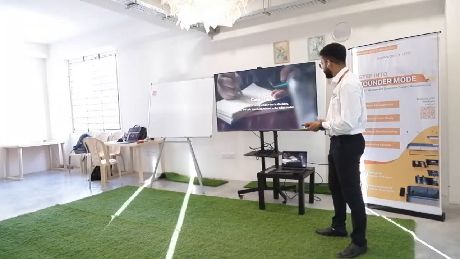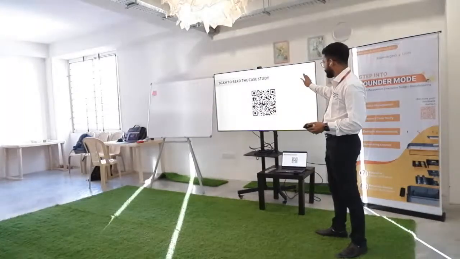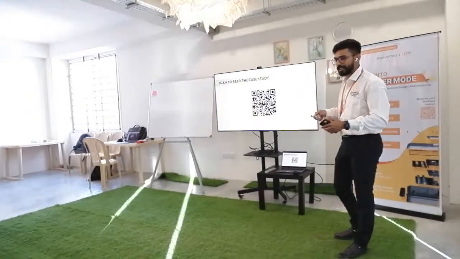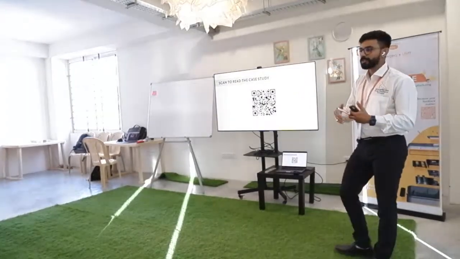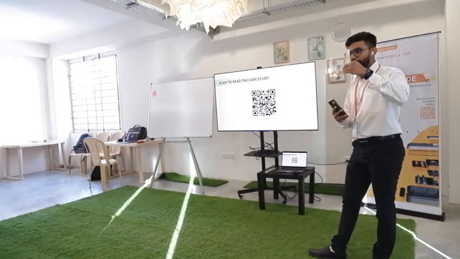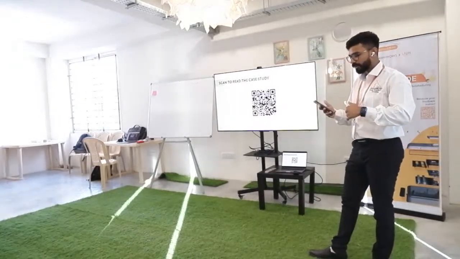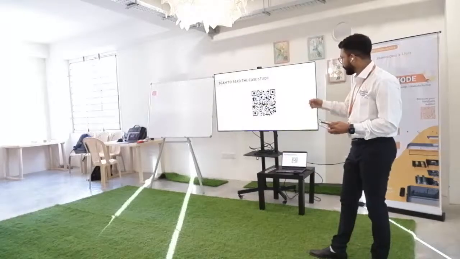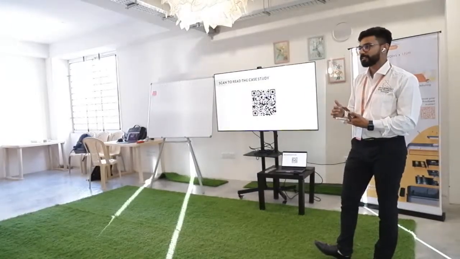It's simple. What I want you to do is scan this QR code on your phones right now. You will get a page with a complete description of what the problem statement is and what the company needs, right? Let me know if anybody is facing difficulty in scanning this and opening it up.